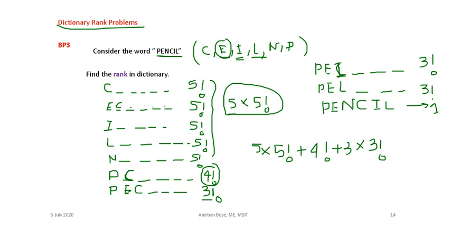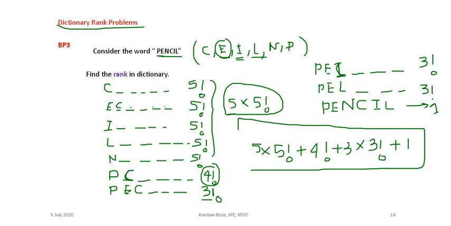And then it is 1. So this is the total number of cases that will come, and this is what is the rank. Okay, I hope you have understood the logic how we have derived it. Now coming to the next problem.